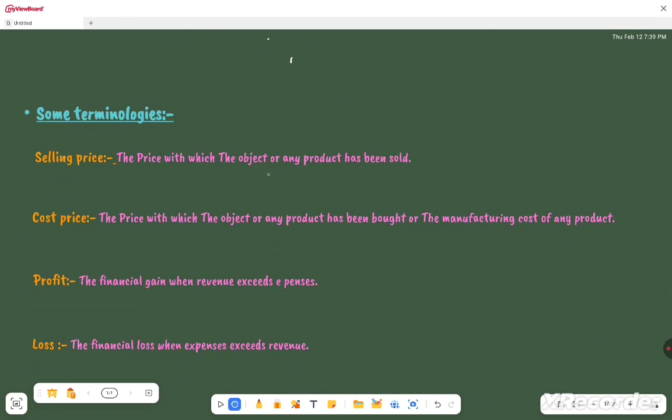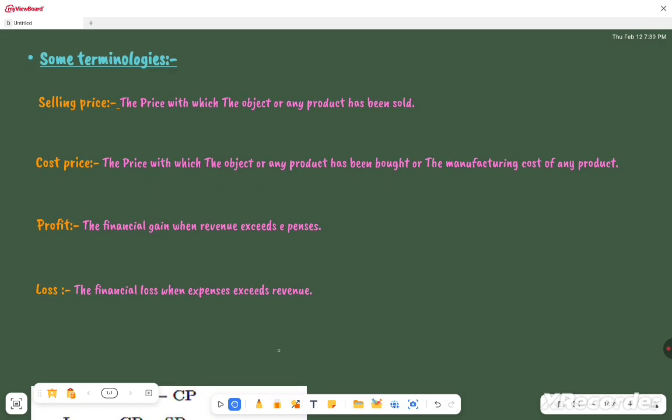Now we have to learn some terminologies. Before going to problem solving, we have to learn about some terminologies from this chapter. First one is selling price. Now what is selling price? Selling price is the price at which the object or any product has been sold. What is cost price? Cost price is the price at which the object or any product has been bought, or the manufacturing cost of any product.